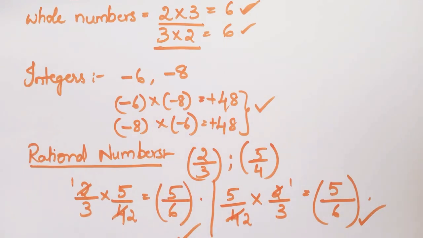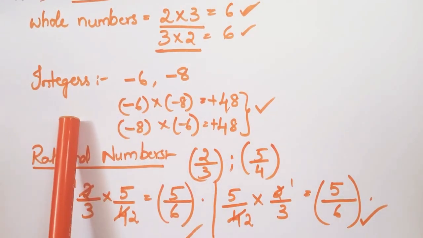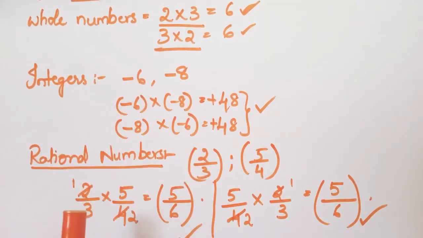Understand? So multiplication is commutative for whole numbers. Multiplication is commutative for integers. Multiplication is commutative for rational numbers also. Now our last operator here, let us check our last operator, that is division. We have completed our multiplication and now let us check our division. Is our division commutative or not?